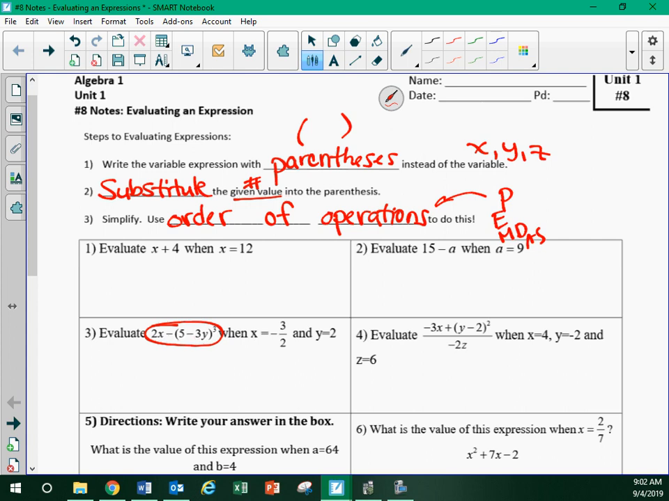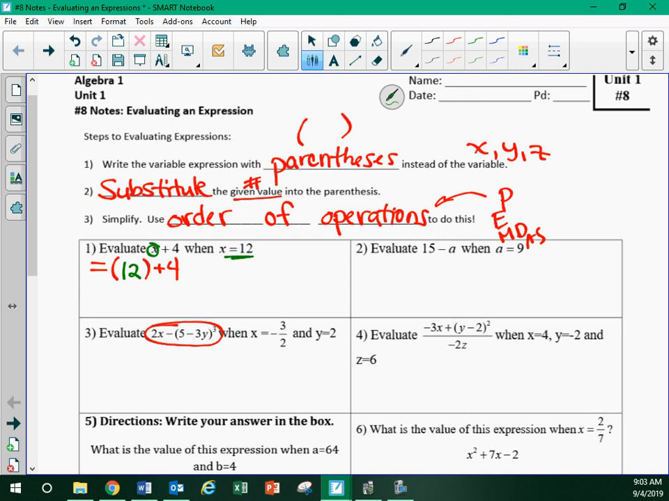So let's start off with a pretty simple, easy one, number 1. Evaluate X plus 4 when X equals 12. So first thing you want to do is put parentheses instead of X. Okay, so that's our first step. And it says substitute the given value into the parentheses. What did it say that X equals? 12. So I'm just going to put 12 in there. Okay, so X is 12. Wherever we see an X, we're going to slap 12 in there.